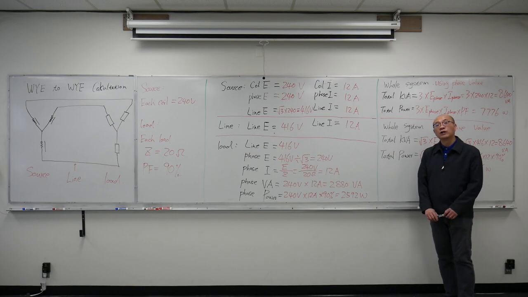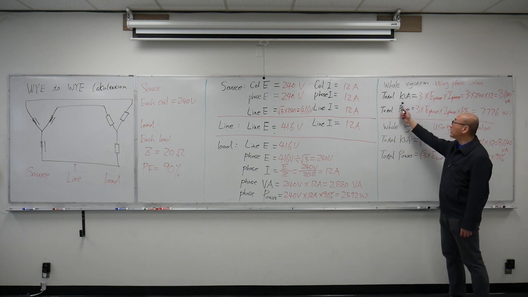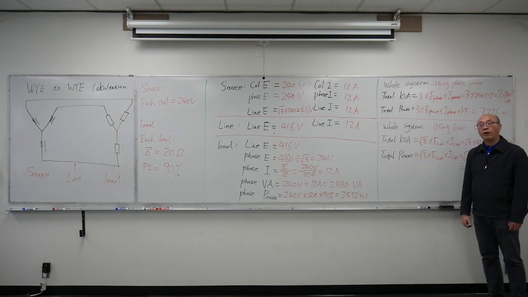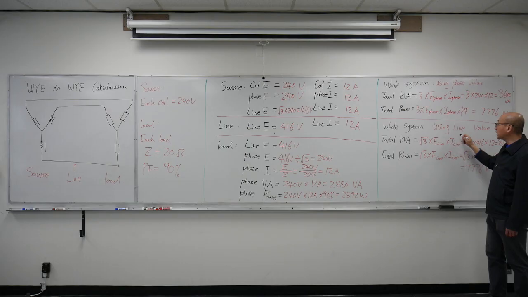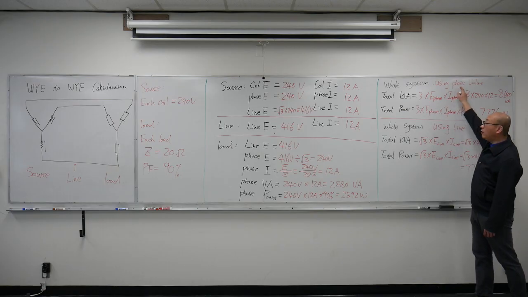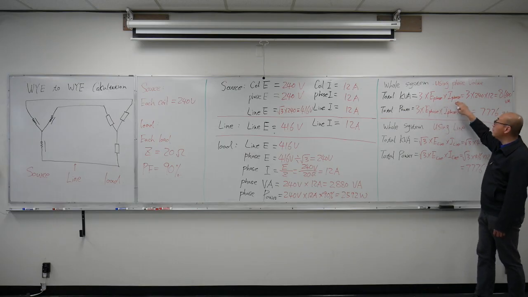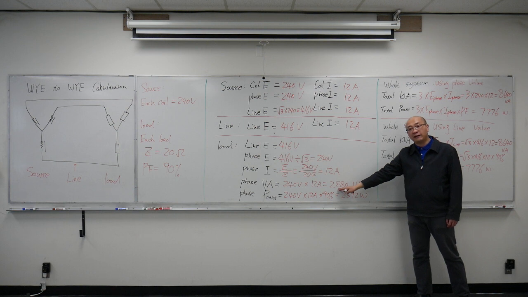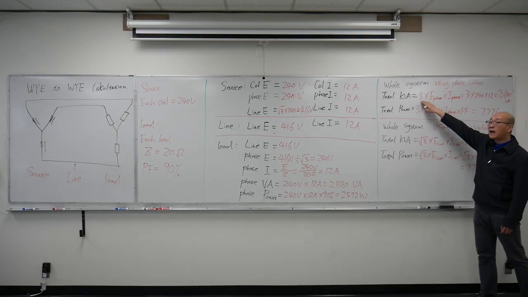Now I'm going to introduce you to two new formulas. When we calculate the whole system, we can calculate the total VA and the total power. Here we have two different formulas. We can use the phase value to calculate total VA. We can also use the line value to calculate the total VA. The formula using phase value: the total VA equals 3 times E phase times I phase. Because E phase times I phase gives me each phase VA. I have 3 phases, so the total is multiplied by 3.